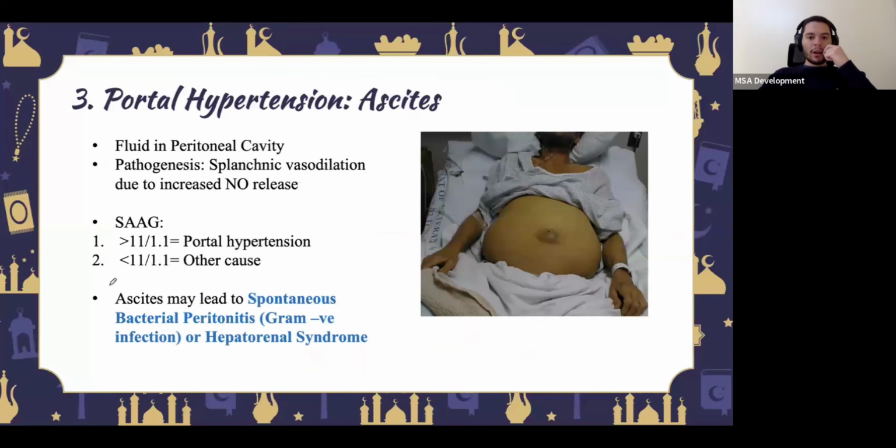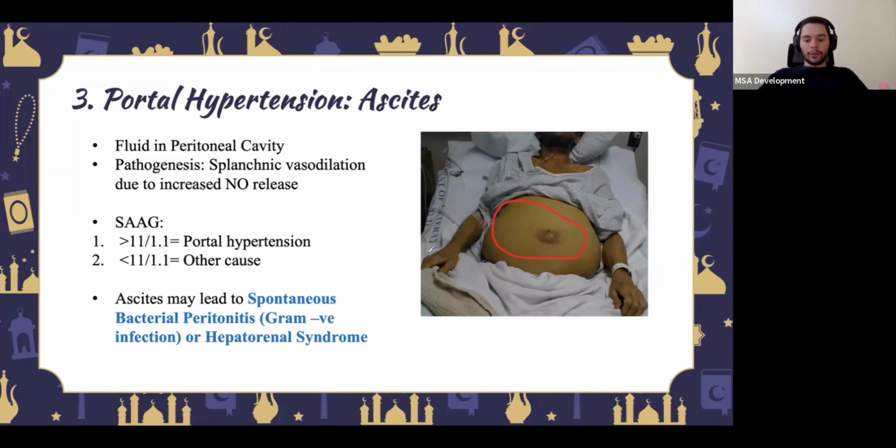Right. Now, for portal hypertension, we already mentioned how it causes ascites. So regarding ascites, we said it is fluid in your peritoneal cavity. So this is a lot of fluid building up in your peritoneal cavity. Now, why exactly does it happen?